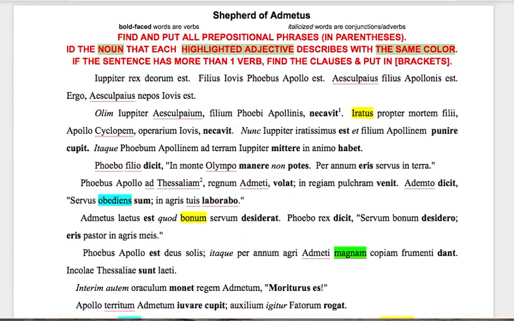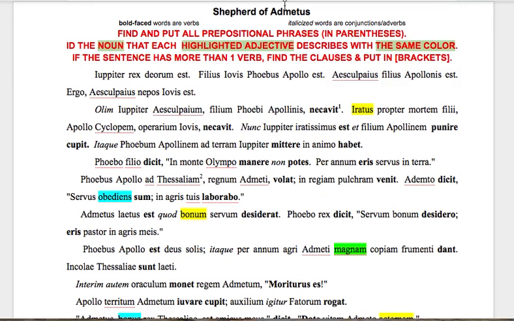All right, let's take a look at the story. You'll notice that in the header it says that you are to find and put all prepositional phrases in parentheses. The reason that you want to do this first in a Latin sentence is because a prepositional phrase is never going to contain essential information in a sentence, such as a subject, a verb, a direct object, an indirect object, or a predicate noun.